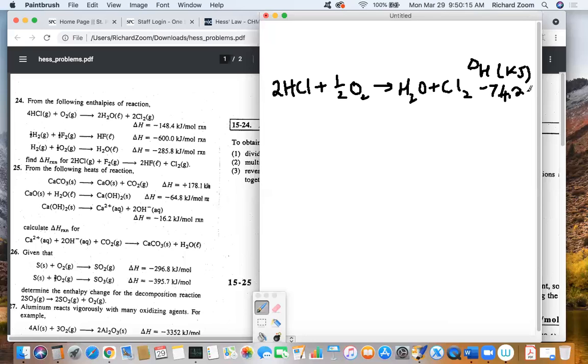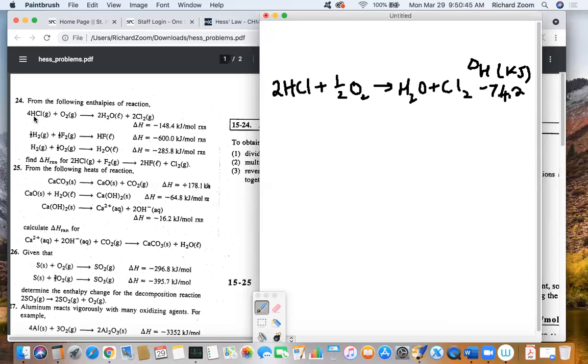Is anybody uncertain about why I did that? Why I divided the top reaction by 2? Is everybody okay with that? Is it because there was a half O2 in it already? No. It's because if you look at the reaction we want, Joseph, it's got a 2HCl, but the reaction we have has a 4HCl. So I want to make them the same. Is that all right? Yeah, it's fine.